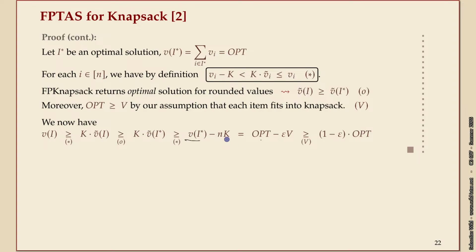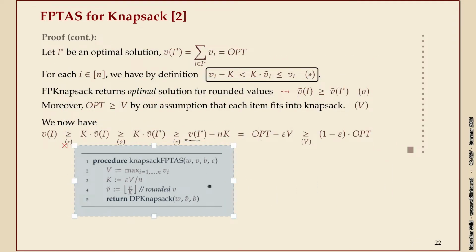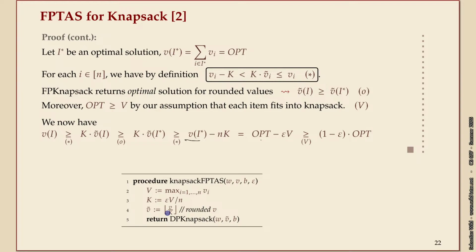And here I'm inserting the definition of k again. If you already forgot, here it is. And that's epsilon times v. And so now with this last equation, this v is at most OPT, so we get our desired bound.